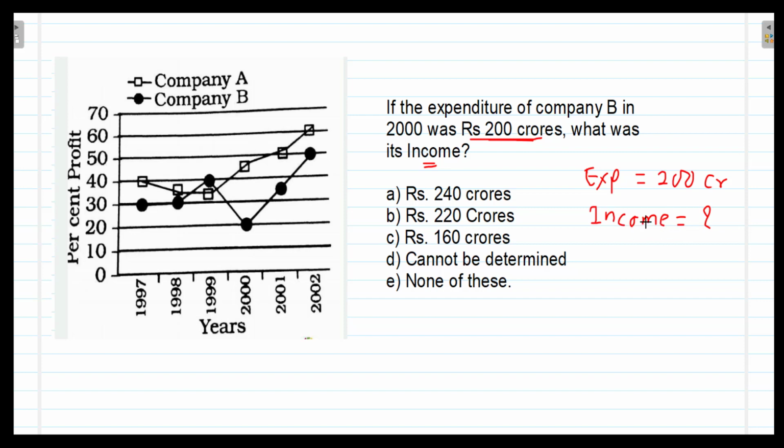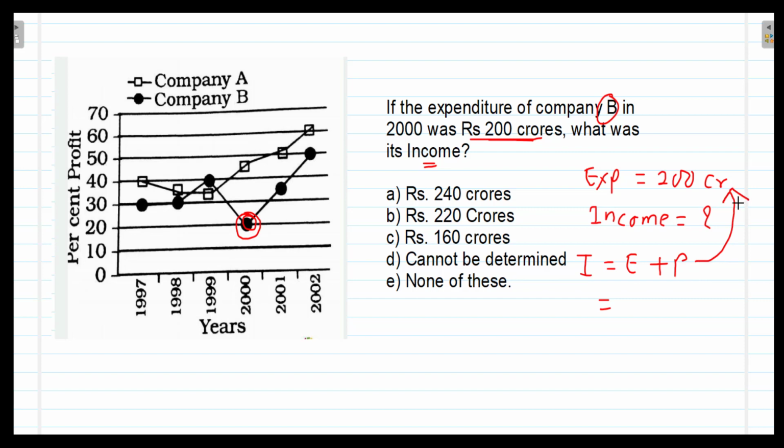We know that the income means what? Expenditure plus profit. It's so simple. So here expenditure is already given to you, that is 200 crore, and profit we will get from the graph of company B. So in 2000 here the profit is what? It is 20%. Profit is 20%. So 20% on what?